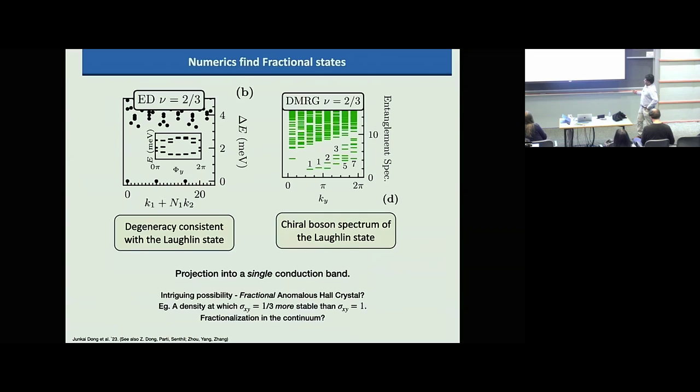One sort of intriguing possibility this whole thing raises is, could you have a fractional anomalous Hall crystal? Okay, so let's say you're at a density where you're outside this yellow region where you get the anomalous Hall crystal. You're at a lower density. Instead of forming an integer quantum Hall phase with the nu equals 1 kind of periodicity from the self-consistent lattice, you may actually want to create a lattice for which the electrons are at, say, 1/3 filling. And then spontaneously fractionalize and get the Laughlin state. This would be an example of fractionalization in the continuum.